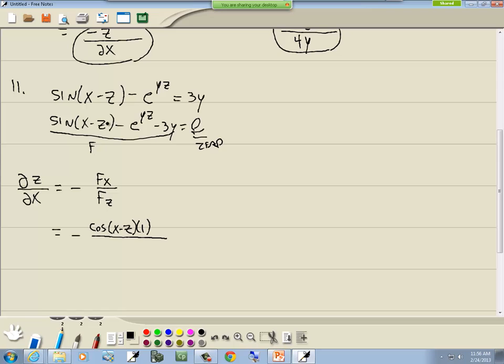Now taking the partial of this with respect to z. Well, again, the derivative of sine is cosine. So that's cosine of x minus z, and then times the derivative of what's inside the parentheses with respect to z, which would give us negative 1. Now this has a z in it. So the derivative of e to the yz is e to the yz, times the derivative of the exponent with respect to z, which would give us y. Because again, y is a constant, and the derivative of z is 1. So y times 1 is y. This doesn't have a z in it, so it drops away.